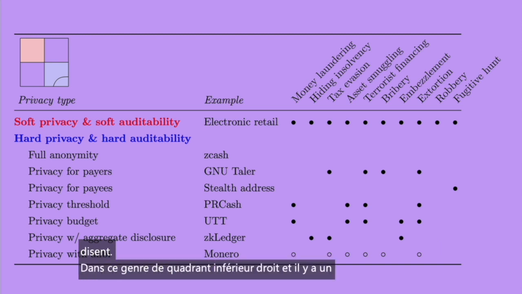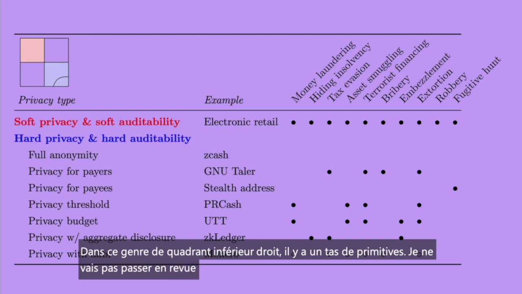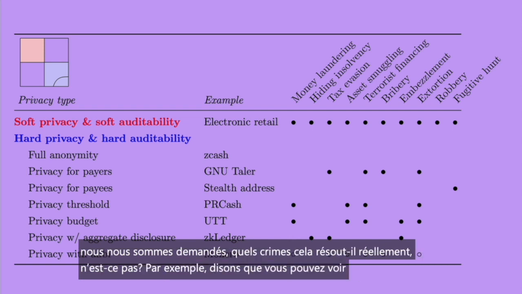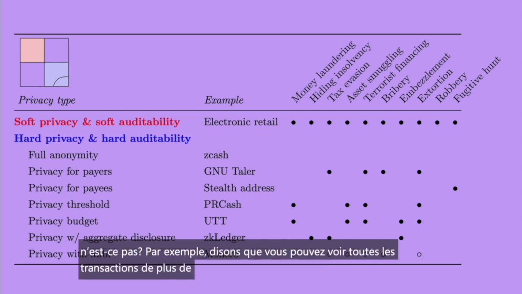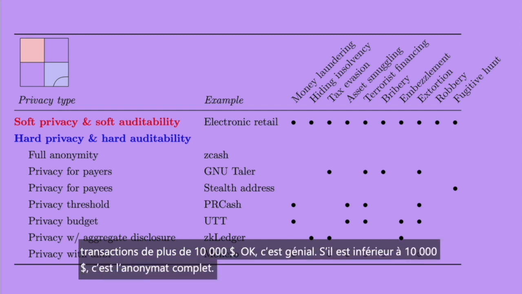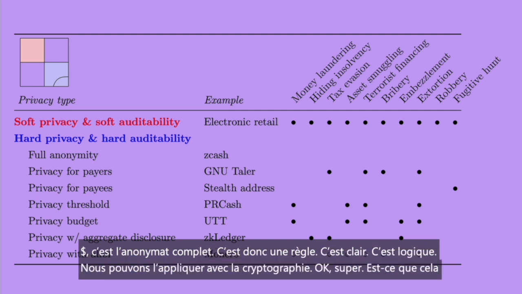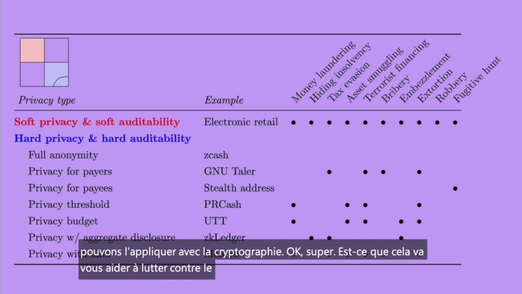I won't go through the whole chart. But the main message of this is we asked ourselves, what crimes do these actually solve? Let's say that you can see every transaction over $10,000. Okay, that's great. If it's under $10,000, then it's full anonymity. So that's a rule. It's clear cut, it's logical, we can enforce it with cryptography. Okay, great. Is that going to help you with, I don't know, money laundering? Maybe. Maybe that's a useful tool for money laundering, okay?